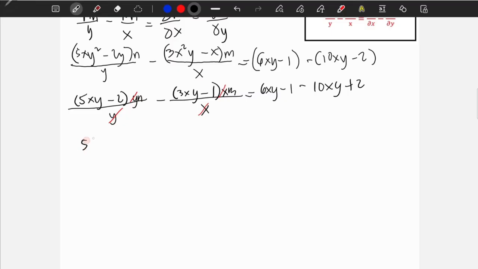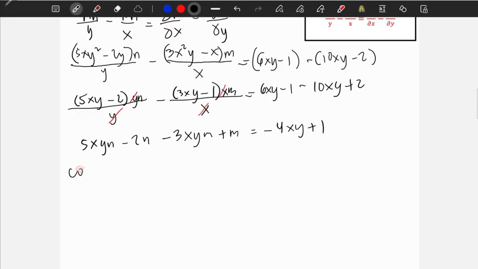5xy times n is 5xyn. Negative 2 times n is negative 2n. Negative times 3xy times m is negative 3xym. Negative times negative 1 times m is positive m. Here, we add like terms. 6xy minus 10xy is negative 4xy. Negative 1 plus 2 is positive 1.